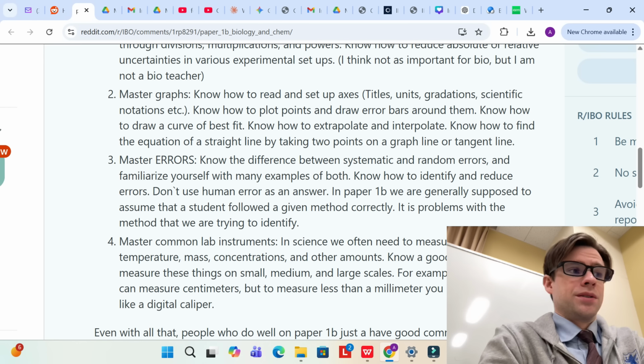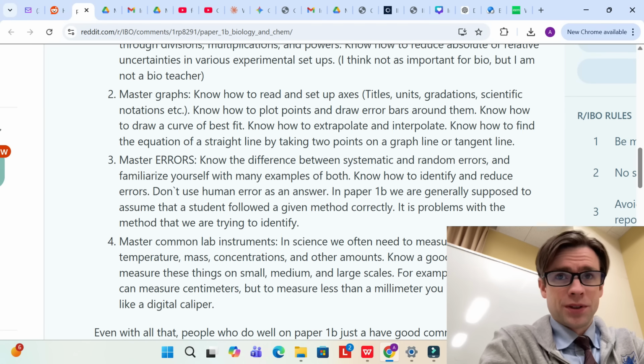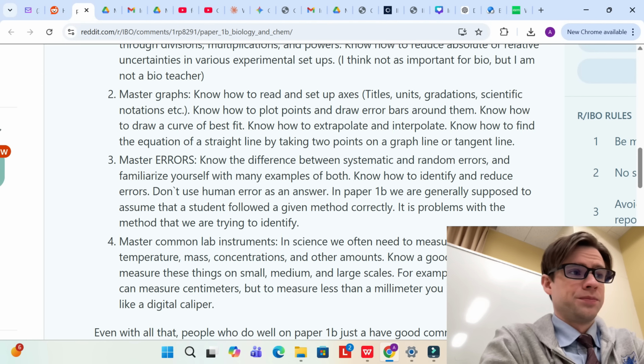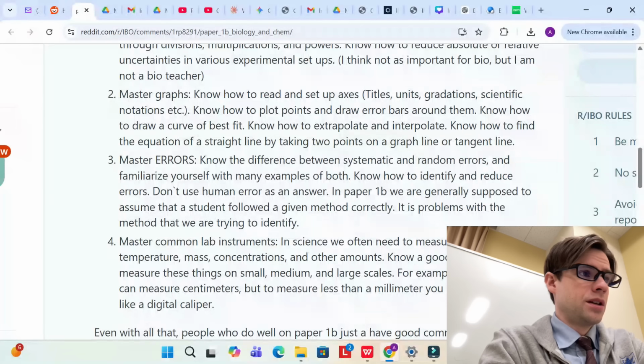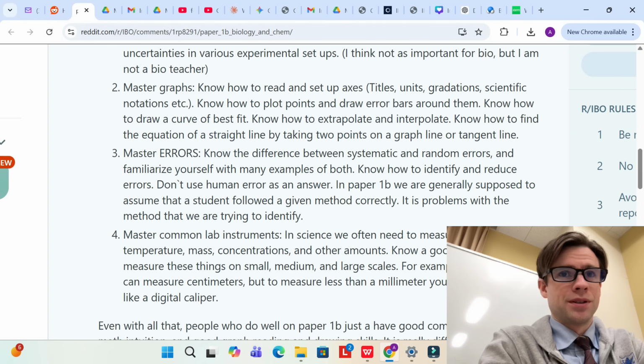Know how to find the equation of a straight line, definitely. You'll have to do this for lines of best fit, for tangent lines, for initial and instantaneous rates, for example. So slope of a line, choose 2 points, then y2 minus y1 over x2 minus x1. Definitely know how to do that.